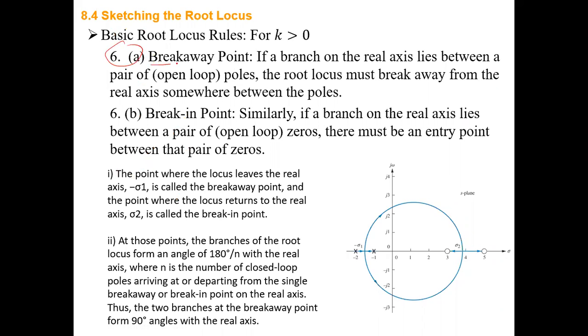We're talking about the breakaway point and break-in point. So we know the root locus starts at the poles and ends at the zeros, right? Suppose you have 2 zeros here. Let's look at this picture here. How many zeros do you have? You have this zero and this zero. Sorry, these are poles and these are zeros. So you have 2 zeros and 2 poles.